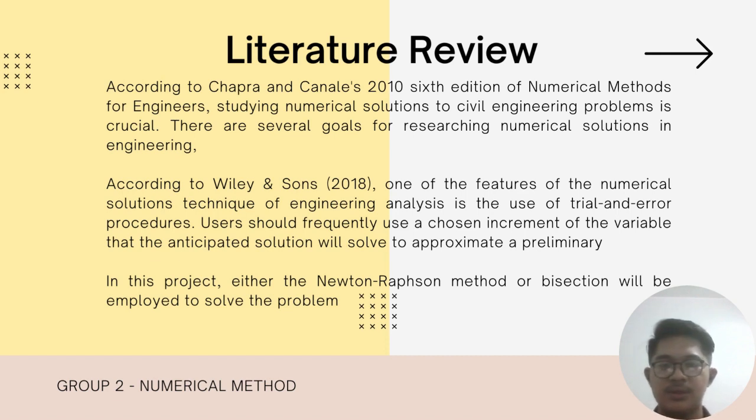After doing past research on numerical methods and civil engineering problems, according to Chapra and Canale, 2010, sixth edition of Numerical Methods, studying numerical method solutions to civil engineering problems is crucial because there are several goals for researching numerical solutions in engineering. The second fact, according to Wiley and Sons, 2018, one of the features of numerical method solutions is using trial and error. So in this project, we use the Newton-Raphson method and the bisection method to solve the problem.